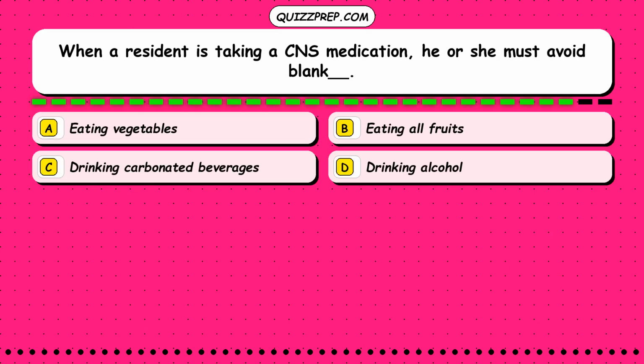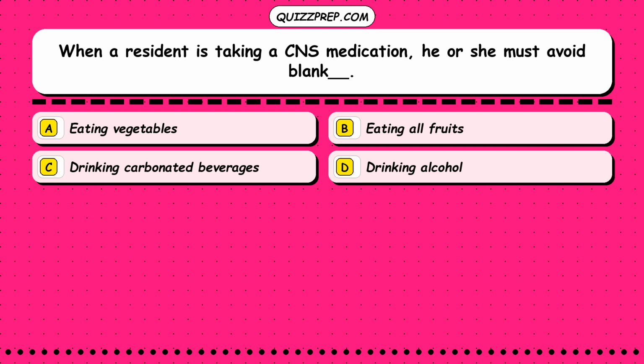Question 207. When a resident is taking a CNS medication, he or she must avoid blank blank. Option A, eating vegetables. Option B, eating all fruits. Option C, drinking carbonated beverages. Option D, drinking alcohol.